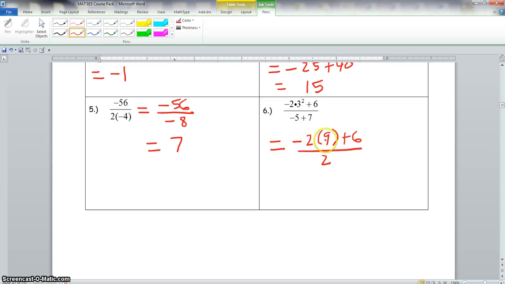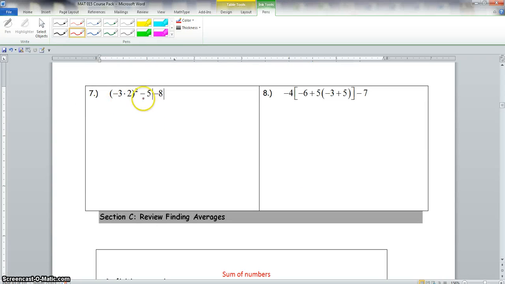So now in our numerator, we have multiplication and addition. We do the multiplication first. Negative 2 times 9 will give us negative 18 plus 6, all over 2. Now negative 18 plus 6, we know we subtract this, and that gives us 12. We bring down our 2, but since negative 18 is furthest from 0, it'll be a negative 12 over 2. Now we know a negative divided by a positive is negative, and 12 divided by 2 is 6. So our final answer here is negative 6.